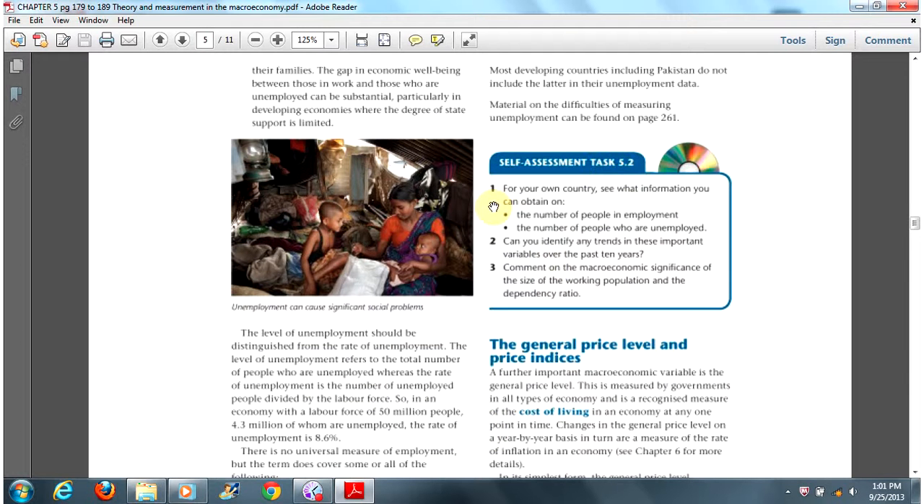Self-assessment task 5.2. For your own country, see what information you can obtain on the number of people in employment and the number of people who are unemployed. Number 2. Can you identify any trends in these important variables over the past 10 years? Number 3. Comment on the macroeconomic significance of the size of the working population and the dependency ratio.